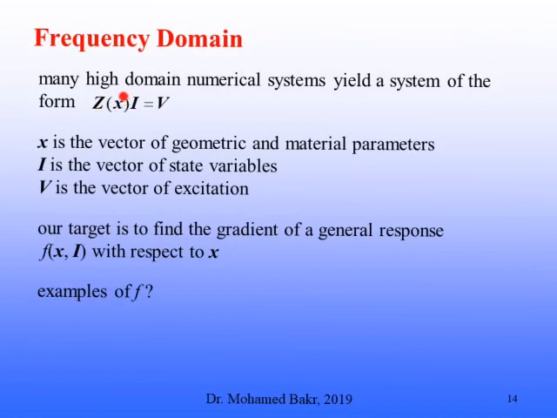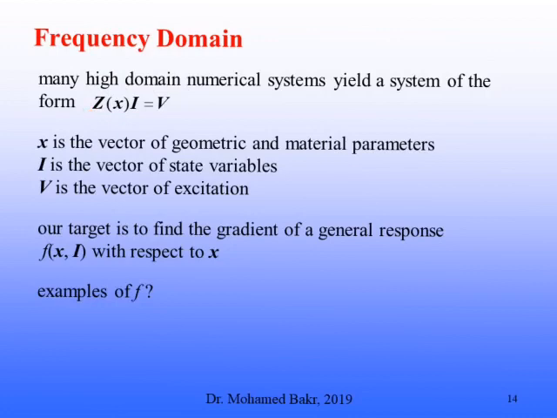The matrix Z is in general complex, and it's a function of our parameters, the vector parameters X. These parameters could represent the material properties of different parts of the domain. It can represent different dimensions and so on. Usually this system is pretty large for most practical applications, and our target is to try to find an adjoint approach to get the sensitivity of a general objective function.